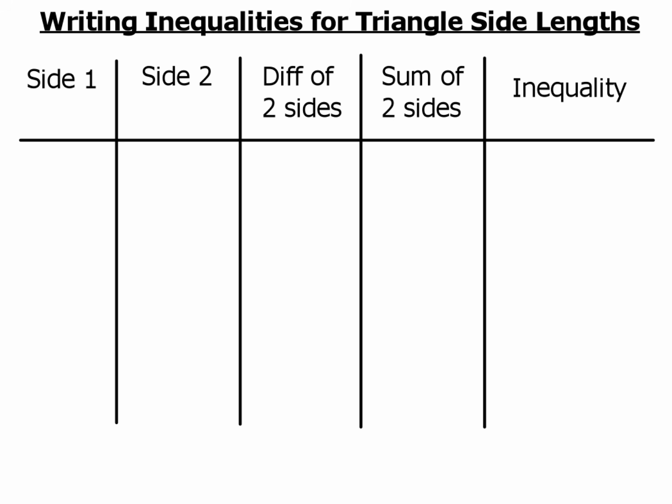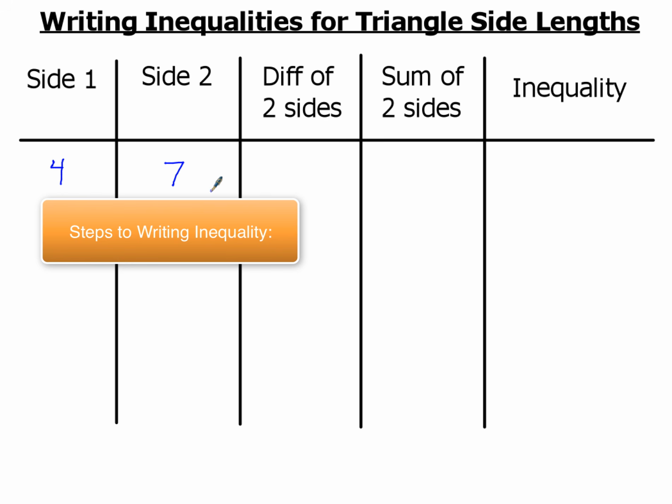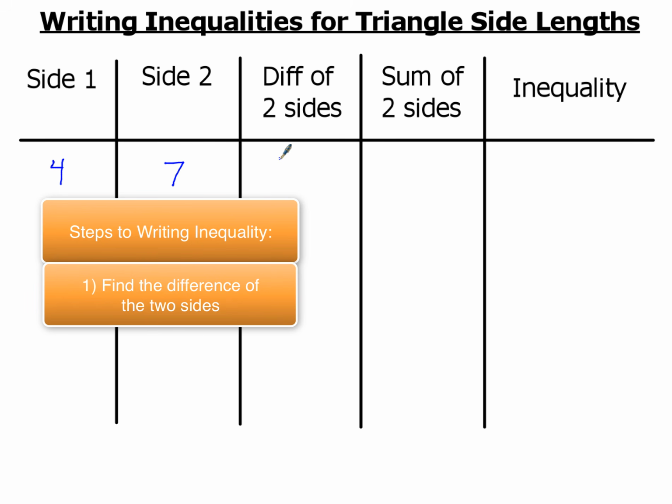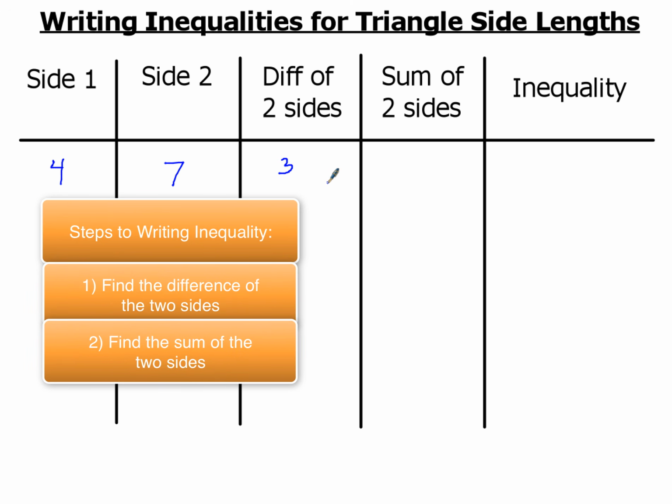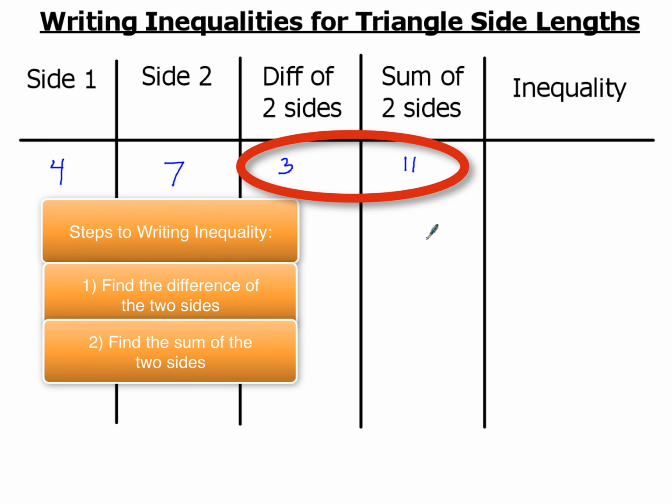Now, there's going to be 3 steps to doing this. The first thing that you're going to want to do is take the two side lengths that you're given. So say we're given the number 4 for one side length, and say we're given 7 for the other side length. So the difference of those two, so I want to do 7 minus 4, and that just gives me 3. Then the second thing I'm going to do is find the sum of those two sides. So 4 plus 7, if I add those together, I get 11. Now that means the possible side lengths are going to be between 3 and 11.